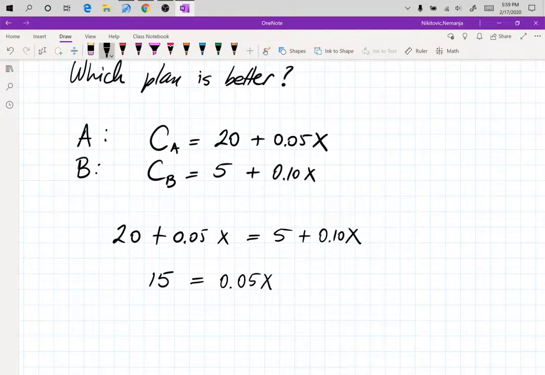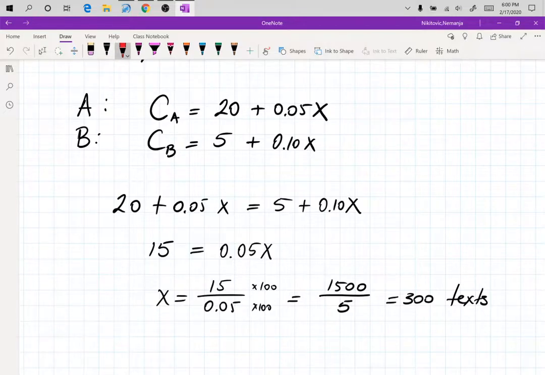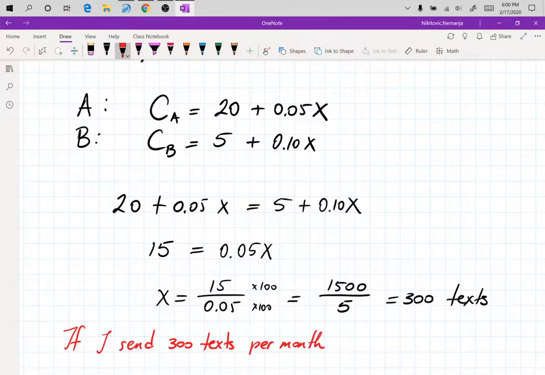And now x equals 15 divided by 0.05. You multiply both numbers by 100 because I'm too lazy to get the calculator. You get 1,500 divided by 5. It's 300 texts. Now let me write that in blood. If I send 300 texts per month, both plans cost the same.